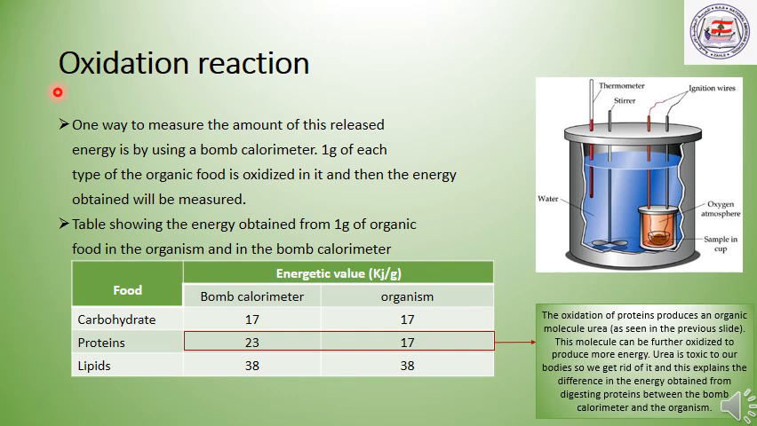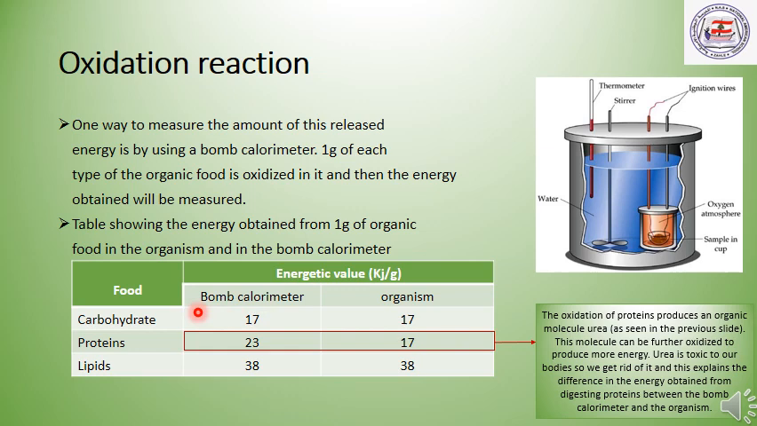Now, how can we measure the energy obtained from oxidation reactions? One way to measure the amount of this released energy is by using a bomb calorimeter, as shown to the right. 1 gram of each type of organic food is going to be oxidized in it, and the energy obtained will be measured. Below you can see a table that compares the energy obtained from oxidizing 1 gram of the different types of food, which are carbohydrates, proteins, and lipids.